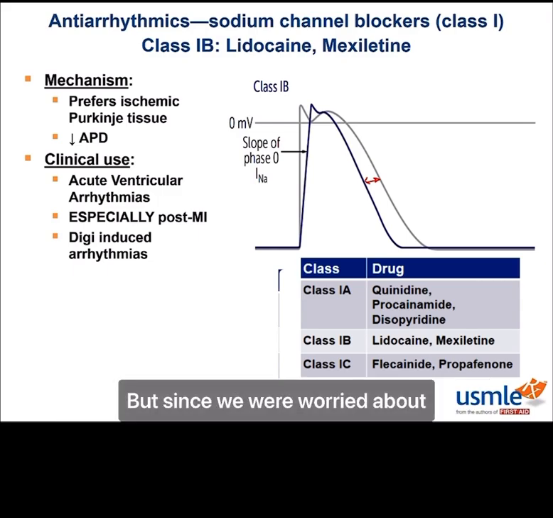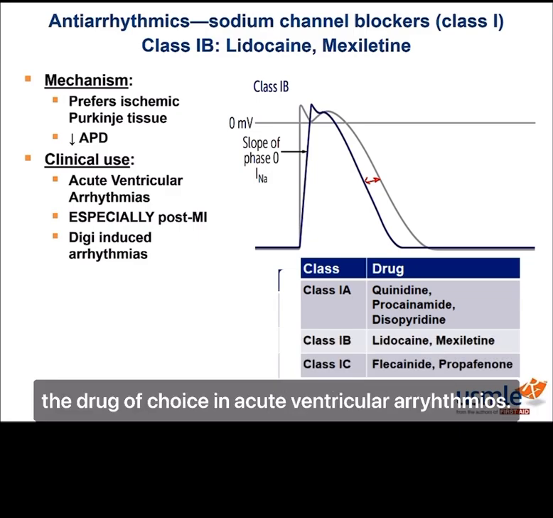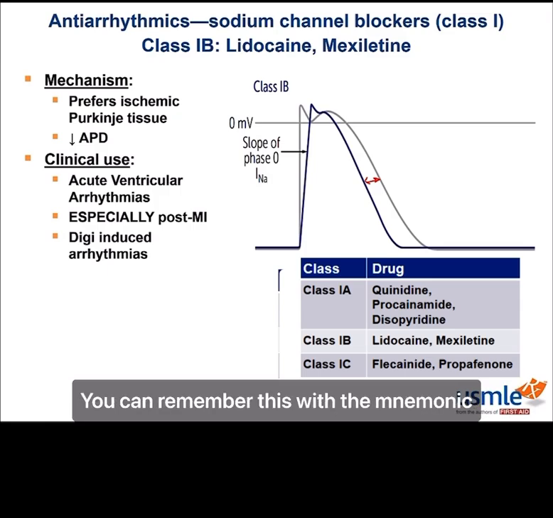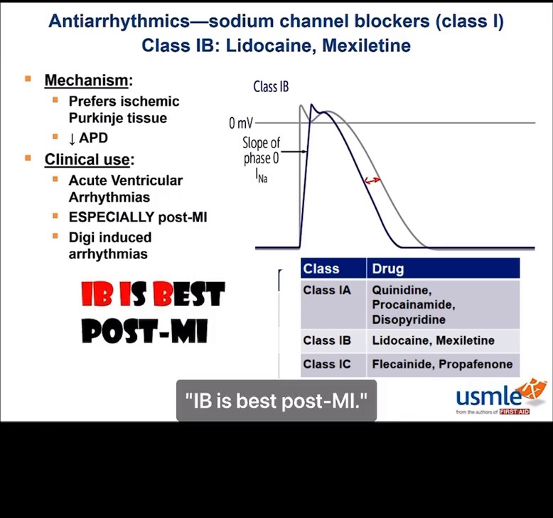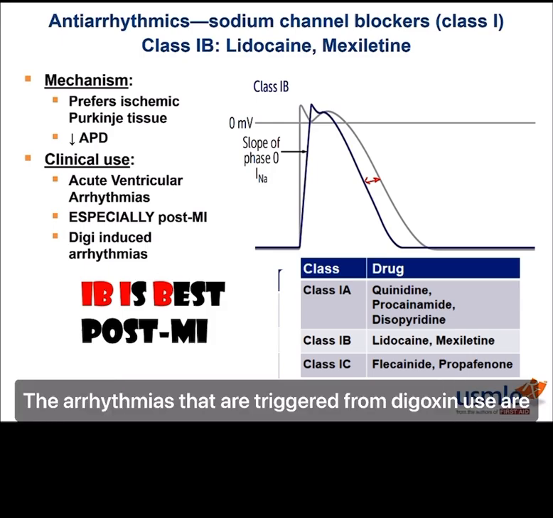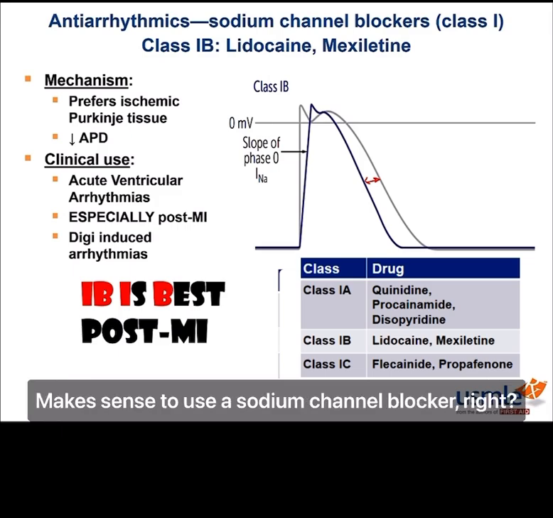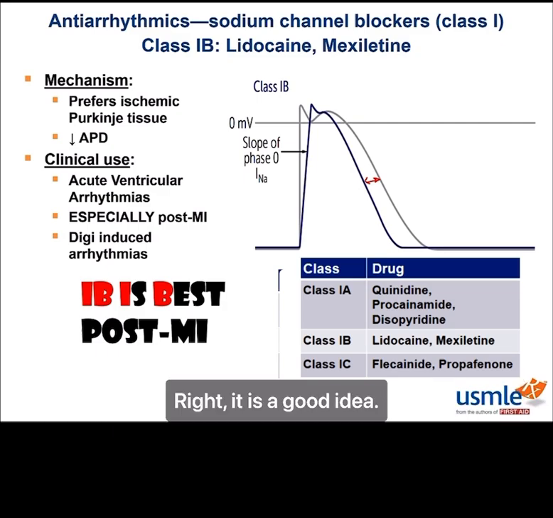But since we were worried about ventricular ischemia in the cases of MI, you should remember that class 1B antiarrhythmics are the drug of choice in acute ventricular arrhythmias. You can remember this with the mnemonic 1B is best post-MI. You can use this for digitalis, aka digoxin-induced arrhythmias. The arrhythmias that are triggered from digoxin use are due to way too much sodium inside the cells. Makes sense to use a sodium channel blocker, right? Right, it is a good idea.